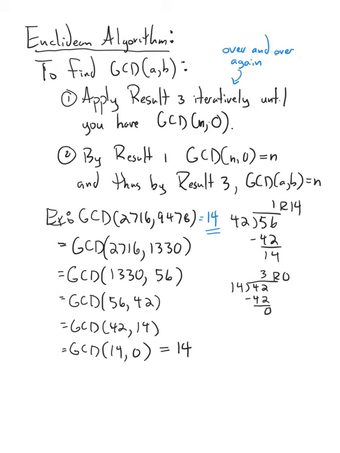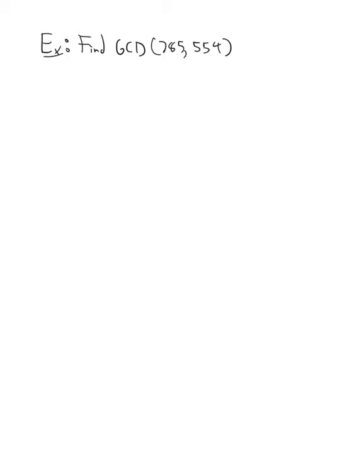So let's look at one more example. So let's try and find the greatest common divisor of 785 and 554. So I think it's a good idea for you guys to stop the video now and try this yourself. So pause the video and see if you can come up with the greatest common divisor. And we'll talk about the answer, because the answer is a particular type of answer.